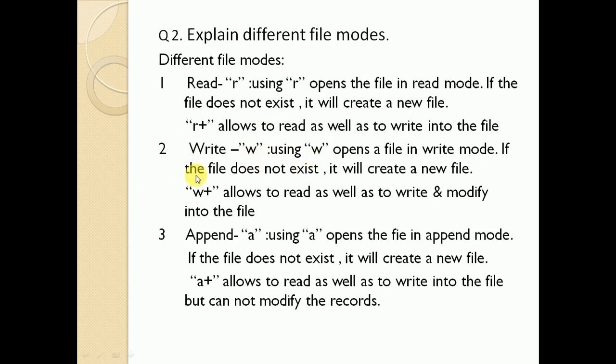w opens a file in write mode. If the file does not exist, then it will create a new file. With this, the w+ option allows you to read as well as write and modify the file. The third mode is append mode, which is indicated by a small a. Using a opens the file in append mode. If the file does not exist, then it will create a new file. With a+, it allows you to read as well as write into the file, but here you cannot modify the records in the file. So these are the important file modes.